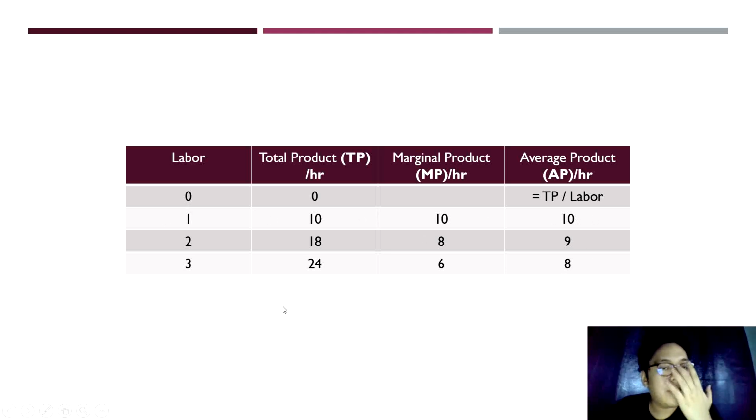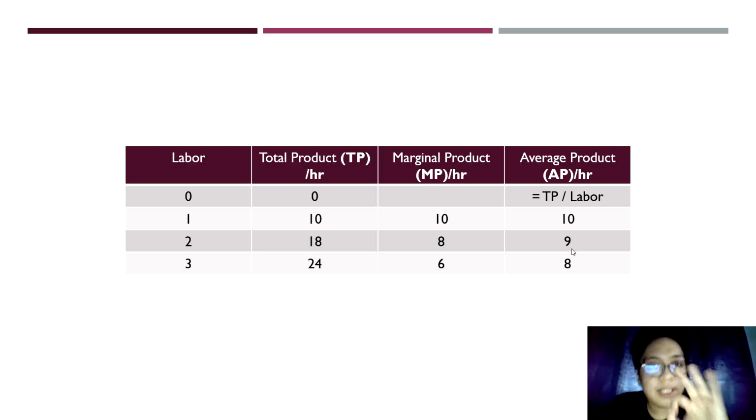Now let's talk about 2 laborers. In order for us to determine the average product or the AP, we have to divide TP over the unit or the labor. So 18 ang total product natin divided by 2, and that is 9. So ibig sabihin, the 2 units or the 2 laborers that we have can produce 9 burgers each per hour. So 9 burgers ang kayang i-produce ng isang worker per hour pag dalawa sila nagtatrabaho doon sa area na yon.